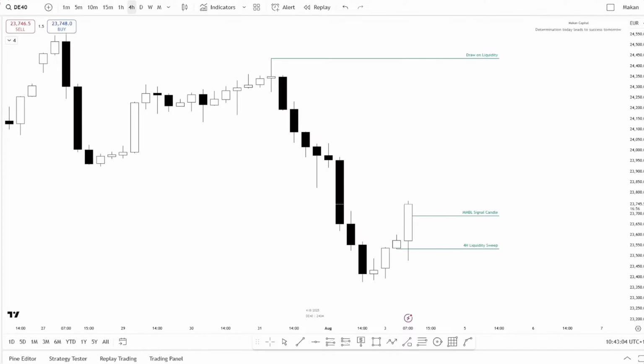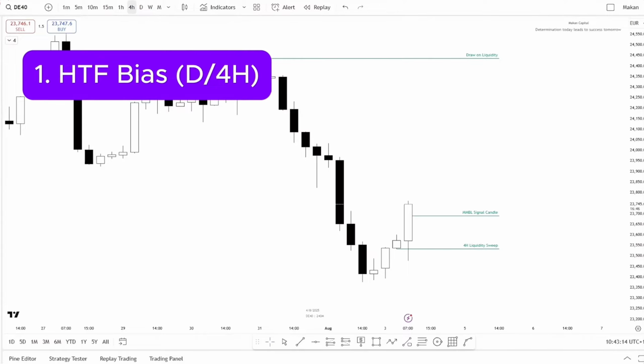Okay, just before we get into it, I'm going to talk about the framework and the checklist that I use before I look at any trades. Number one is the higher time frame bias, the daily and the 4 hour. The daily structure must show bullish intent. The last daily candle closes bullish or there's a sweep of a daily low. The 4 hour candle aligns with the bullish bias, a recent 4 hour close supports long, and the market is not consolidating.